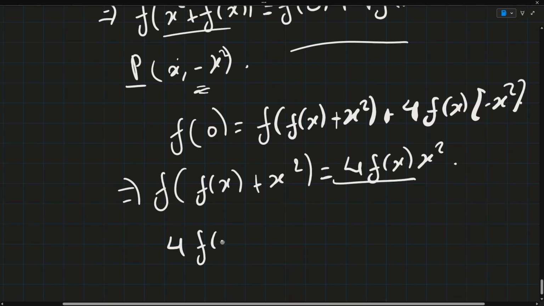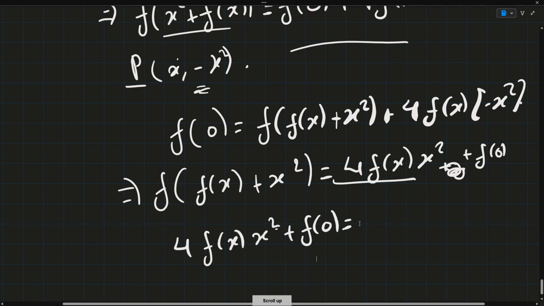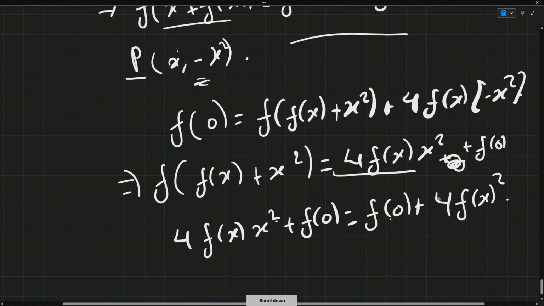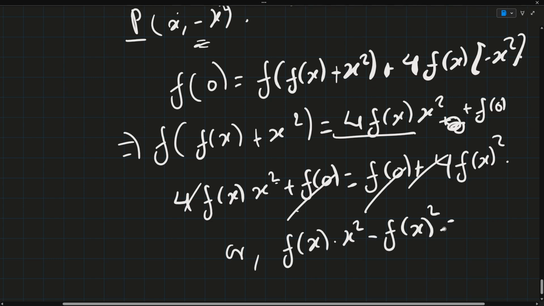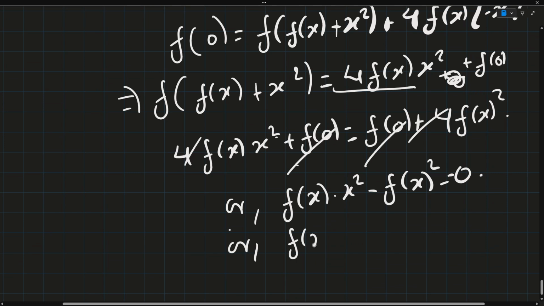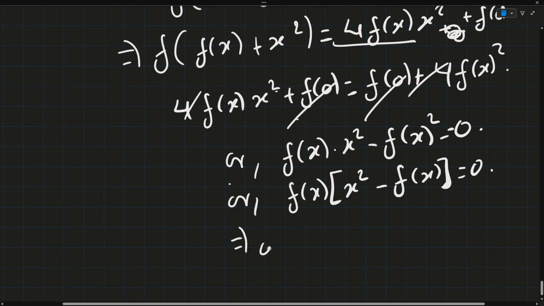Thus we write 4 f of x squared plus f of 0 equals f of 0 plus 4 f of x whole square. Then we can cancel these two out, and the 4 and 4 get cancelled. Or f of x times x square minus f of x whole square equals 0. Or f of x square minus f of x is equal to 0, which implies f of x is equal to 0 and f of x is equal to x squared.